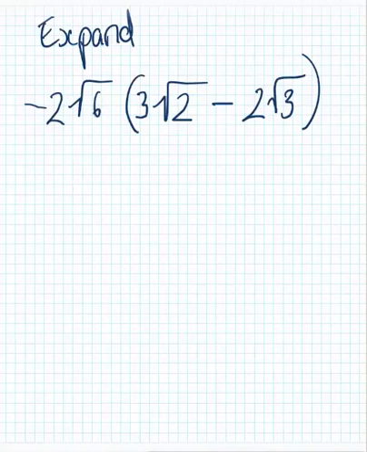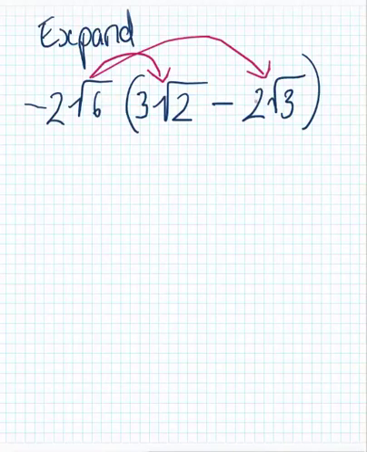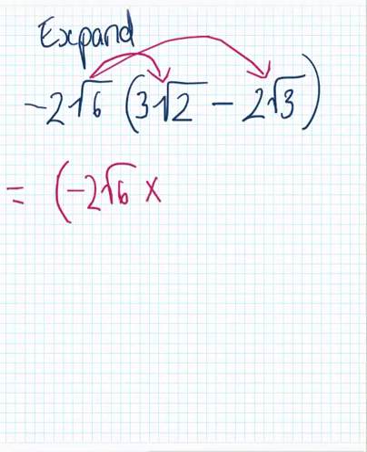And you'll notice that when we go this times that, we'll end up with a negative, and that times that, we will end up with a positive because the 2 square root of 3 is actually a negative there. But I'll show you how to do this step by step. Okay, so our first step is, well, that times that. So I'll put it in brackets, minus 2 square root 6 times 3 square root of 2.